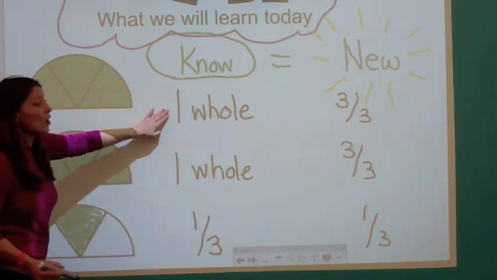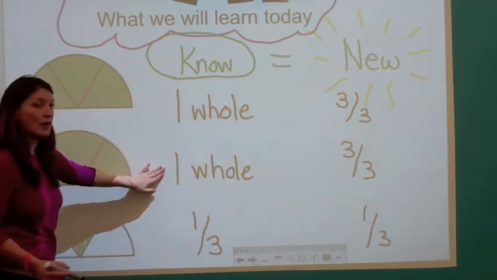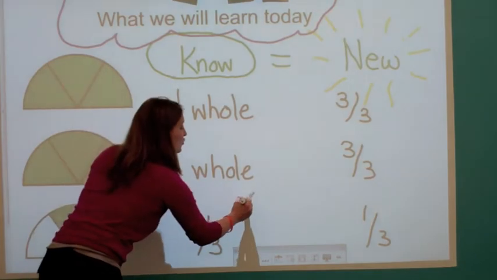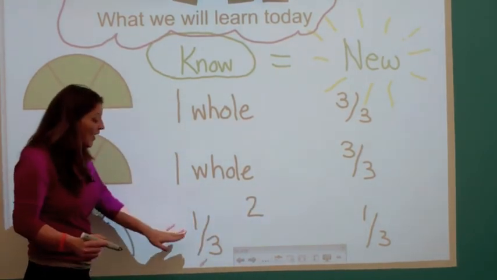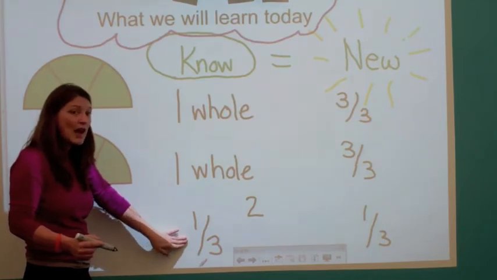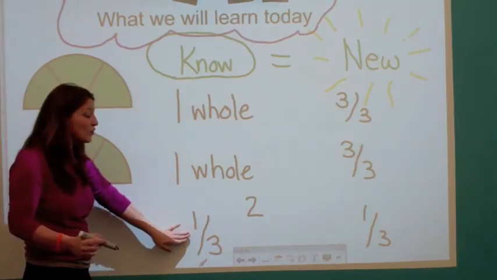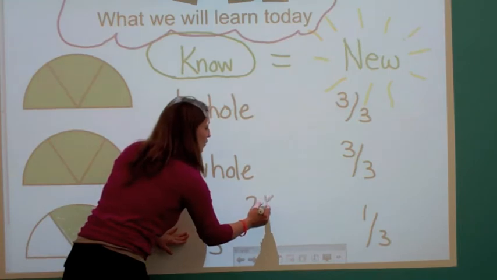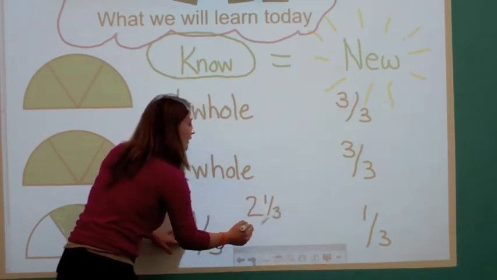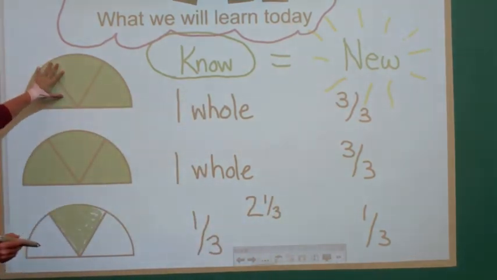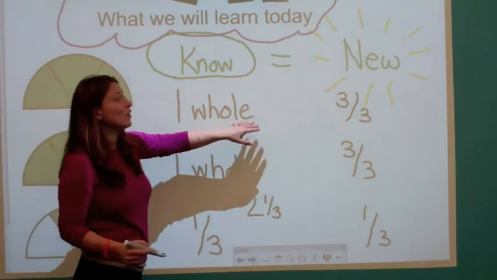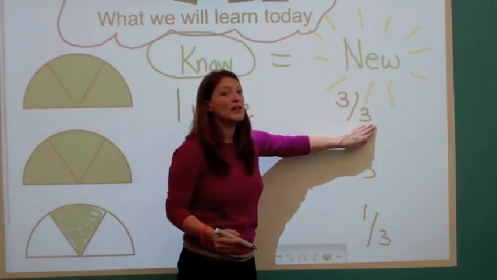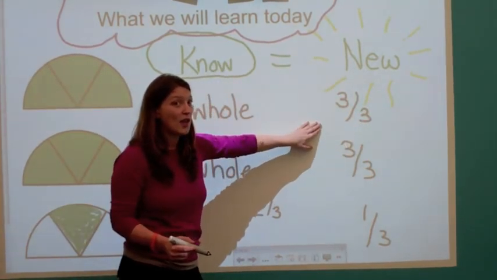So that would be 1 plus 1 would give me 2 whole. And then I have this 1/3, so I have to add that in. So 2 and 1/3. That is represented here in my pictures. Today, we're going to be learning that a whole is broken up into a fraction as well.